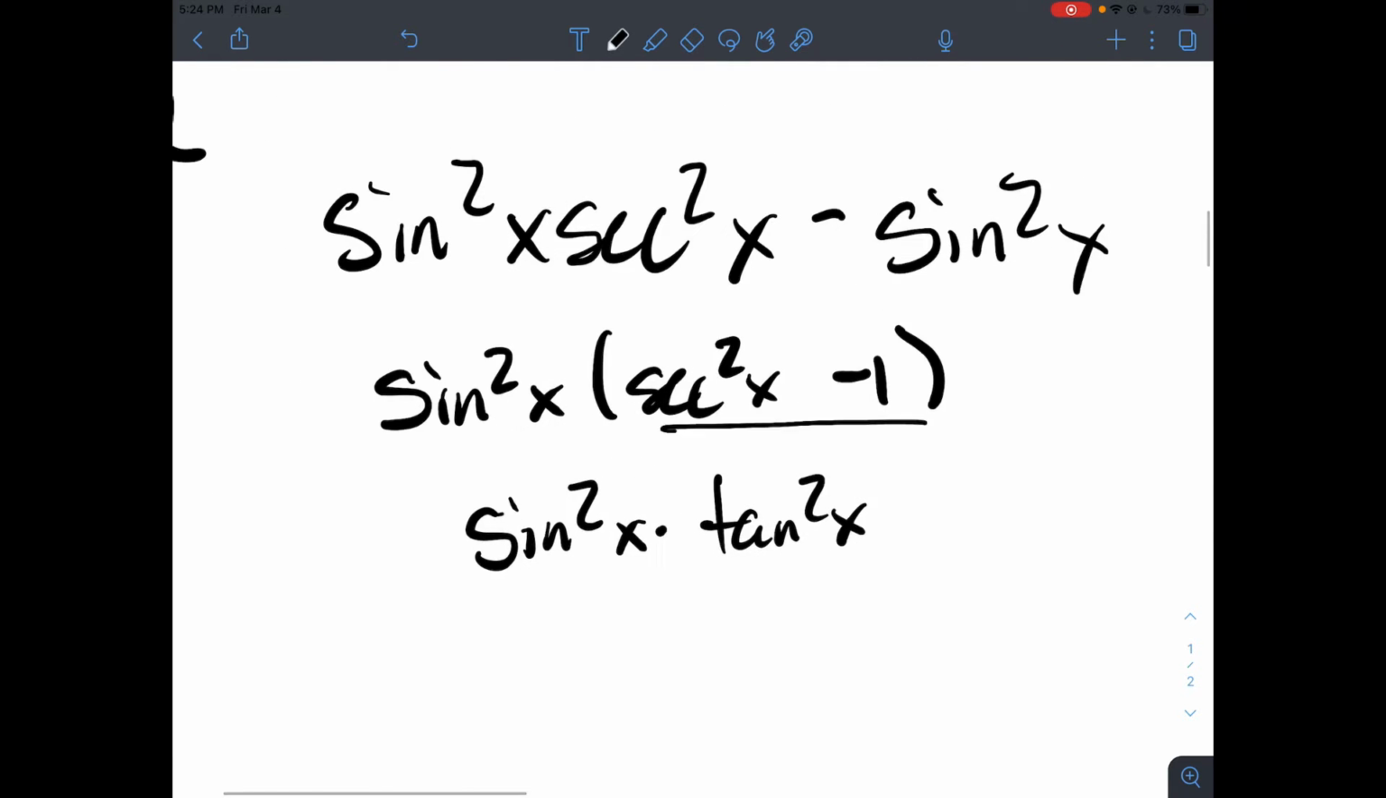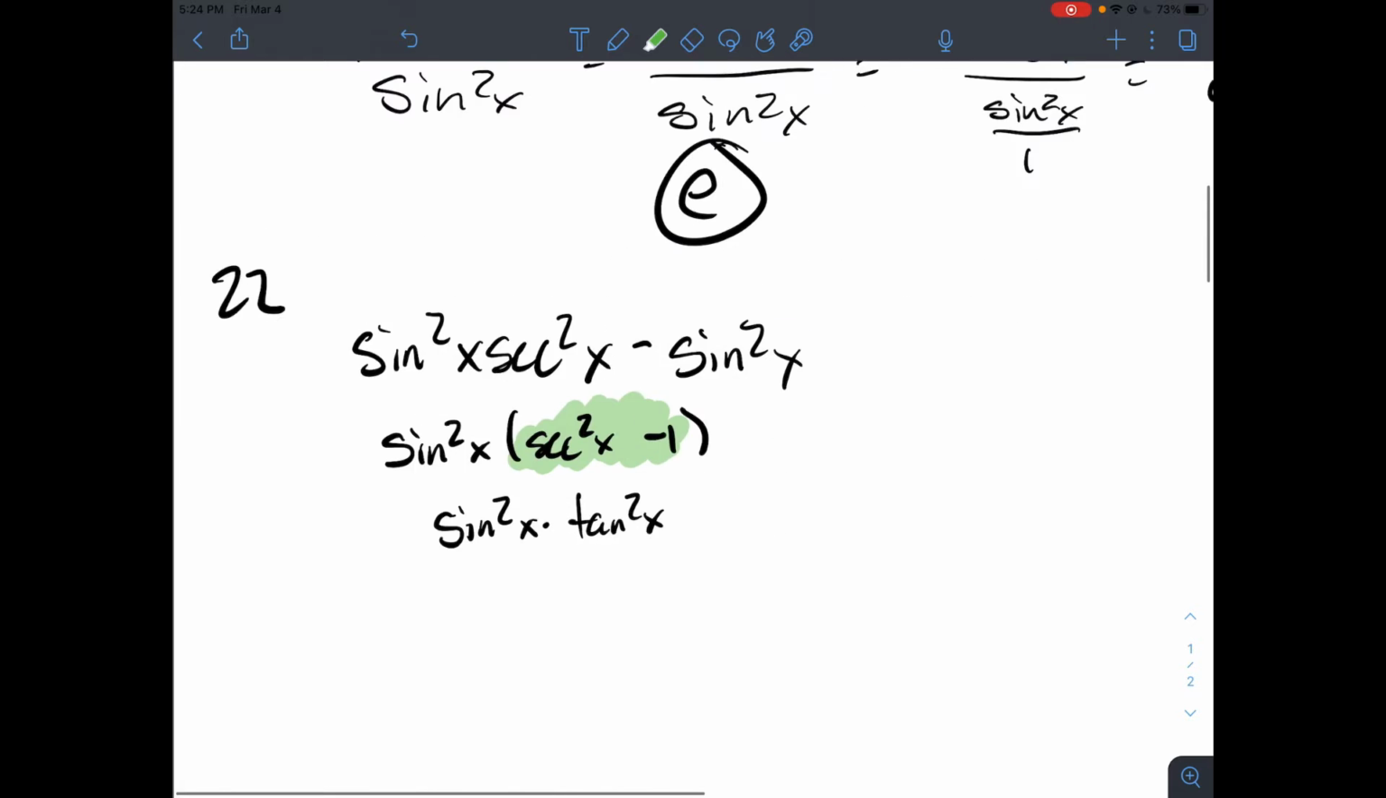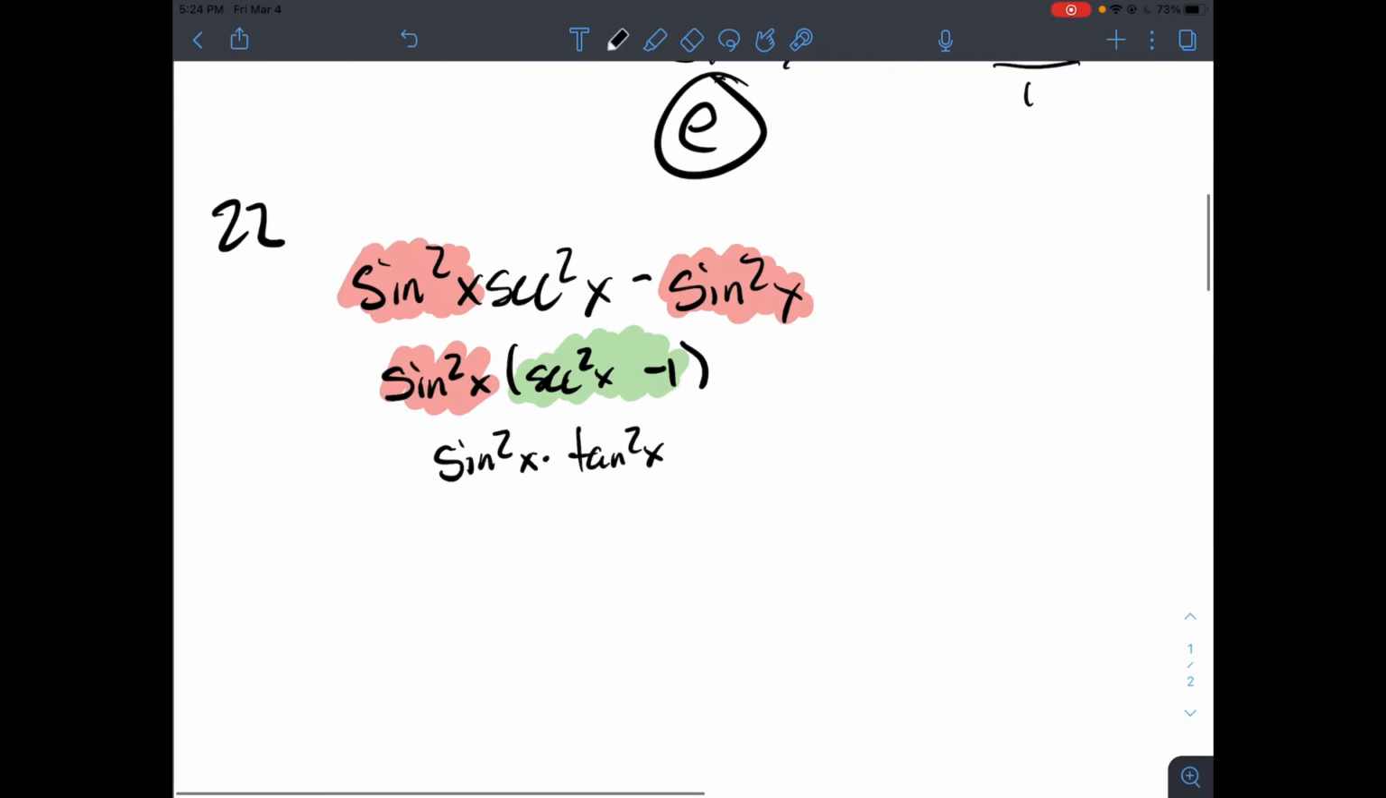This is all good. We just use our Pythagorean trig identity here. Once again, I'm just going to highlight that in green. And then what we did here is I see a sine squared x here and a sine squared x here, so I factor it out there.